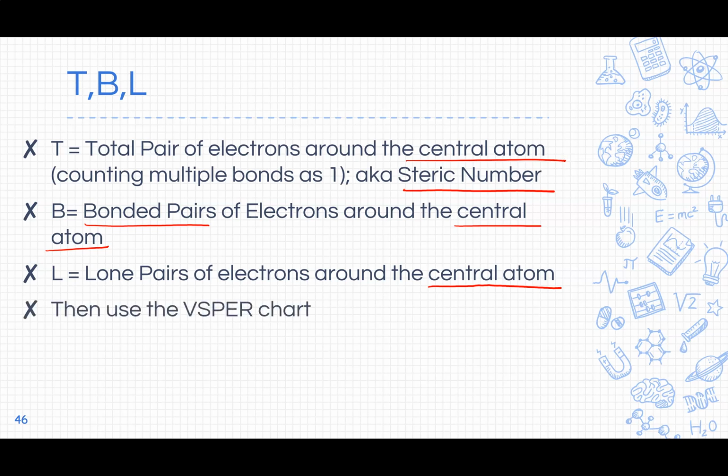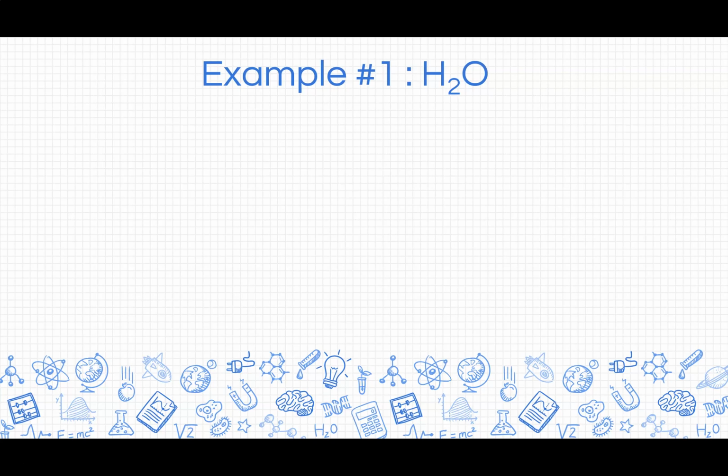Once we've identified that, we're going to use the VSEPR chart. So let me show you some examples. All of this will start to make a lot more sense. Here's water. First, I'm just going to draw the Lewis dot diagram of water. I've counted and checked, and I know this is the correct Lewis dot diagram for water. I'm going to do TBL, total bonding lone, around the central atom. So I'm only looking at oxygen, which is my central atom.